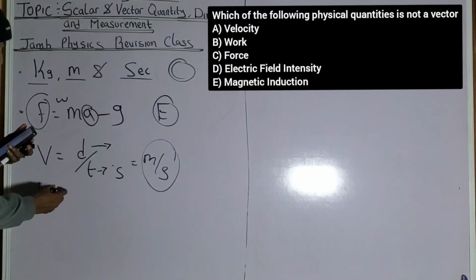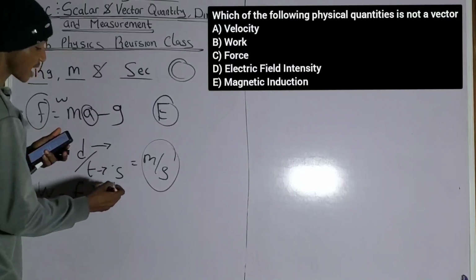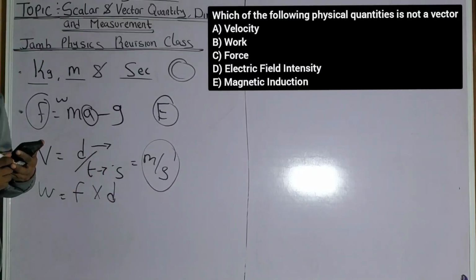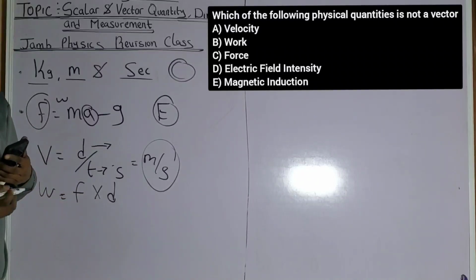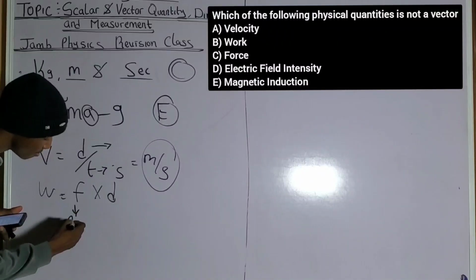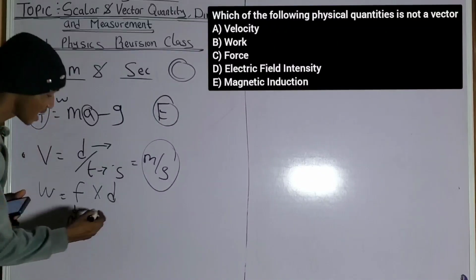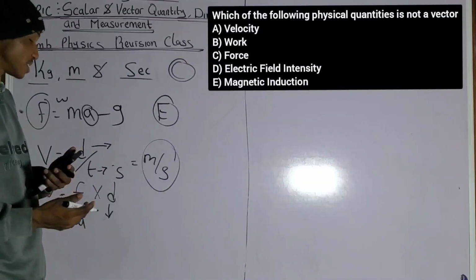Work equals the product of force and distance, right? Force times distance, or force times displacement, will give us work. Now, do you know that force is a vector quantity? Force equals what? Mass times acceleration will give us force, right? And this displacement is also what? A vector quantity.